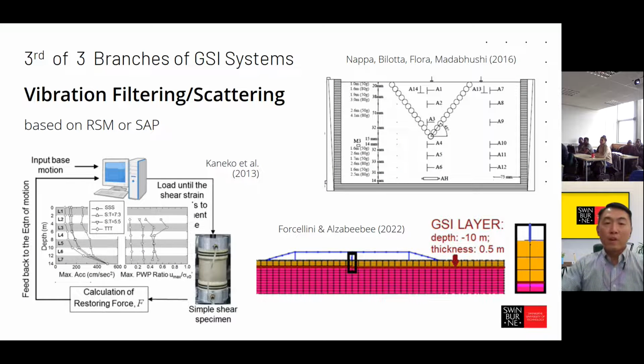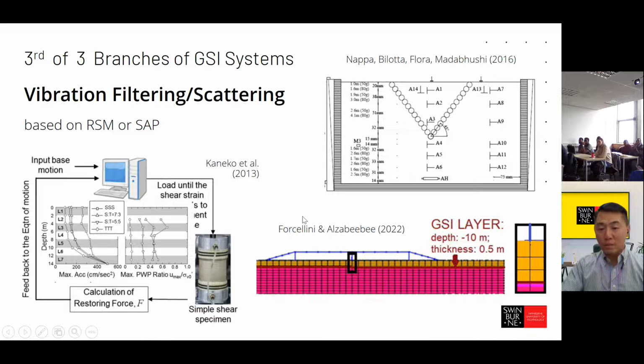And then we have the third branch of GSI system, which is based on vibration filtering and scattering. There are some similarities with the first branch, but they are actually not exactly creating a soft base underneath the foundation. They put the layer at a greater depth or in a different configuration. For example, the group from Italy and also from Cambridge put it in a V shape. They put the super absorbent polymer in a V shape like this for filtering the seismic vibration.